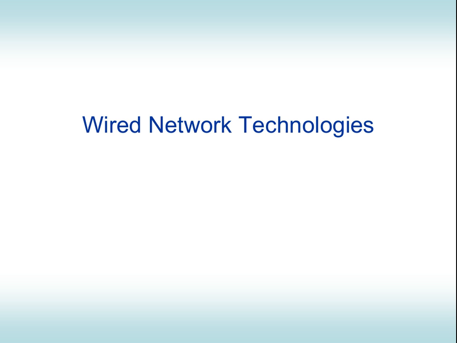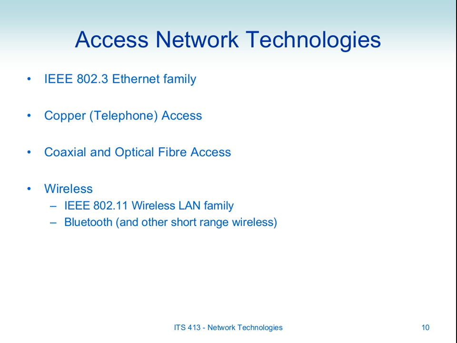We're going to go through some example technologies which fit within these categories. First, we're going to talk about wired network technologies, looking at access network technologies. So the classification we're starting with is let's focus on wired first, and let's focus specifically on how you and I access the internet.